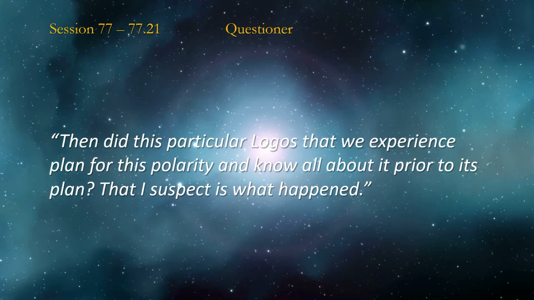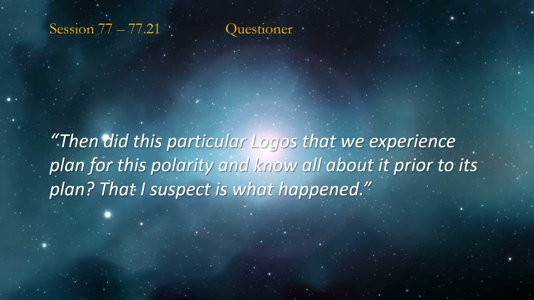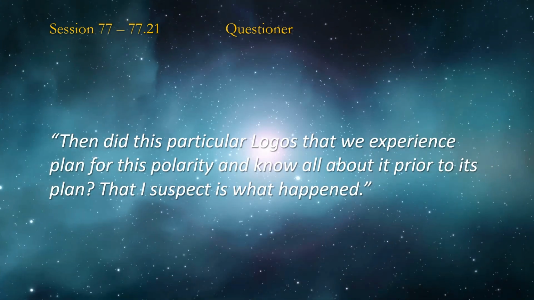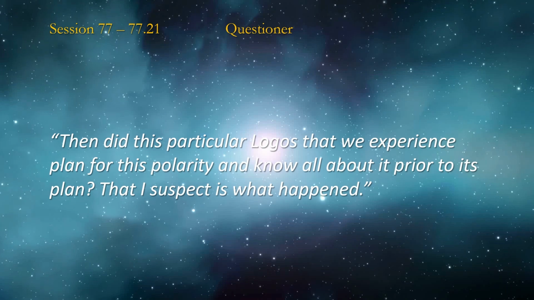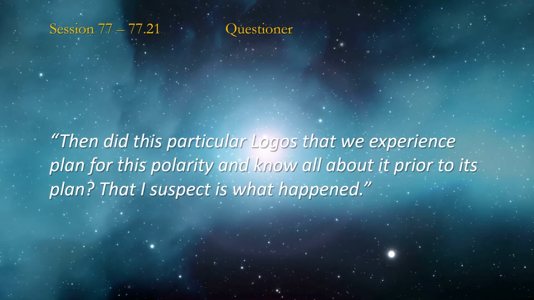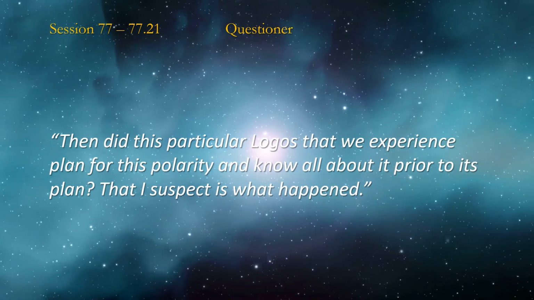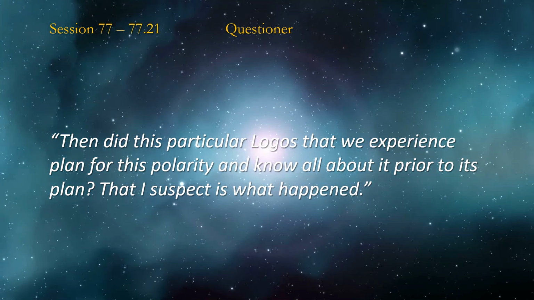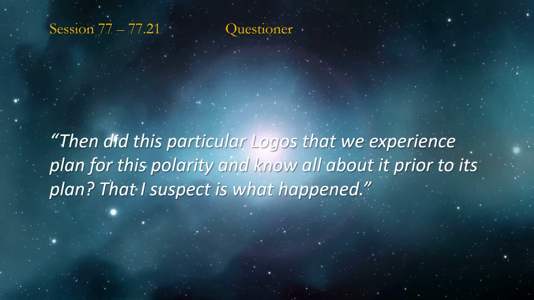So let me explain that fast. Actually, let me finish. There's like 3 questions here. Don says in question 21, "Then did this particular logos that we experience plan for this polarity and know all about it prior to its plan?" That, I suspect, is what happened.